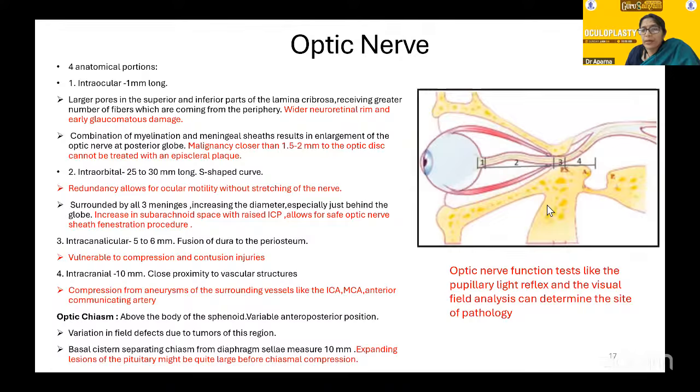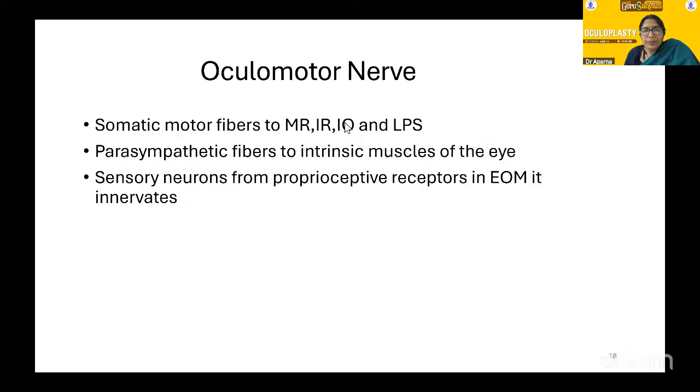Optic nerve health can be judged by optic nerve function tests like the pupillary light reflex and visual field analysis, which can determine the site of the pathology. Coming on to the oculomotor nerve.